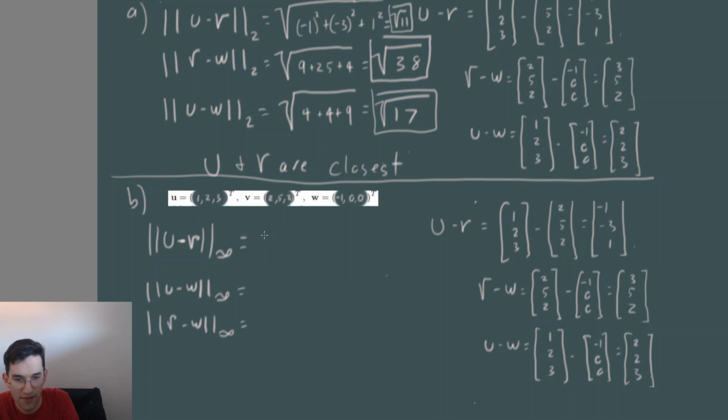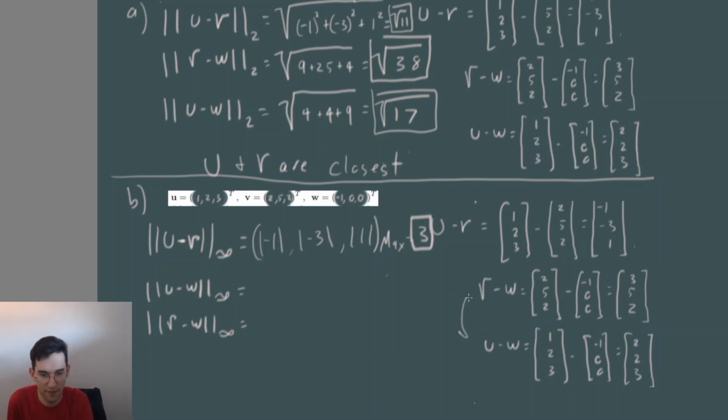So the infinity norm is we take the absolute value of each of these. So I do the absolute value of -1, absolute value of -3, and the absolute value of 1. We find the max, which equals 3. Okay.